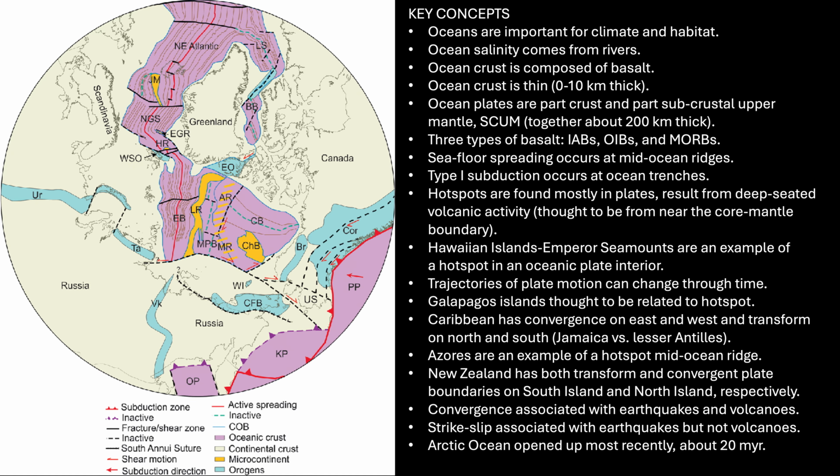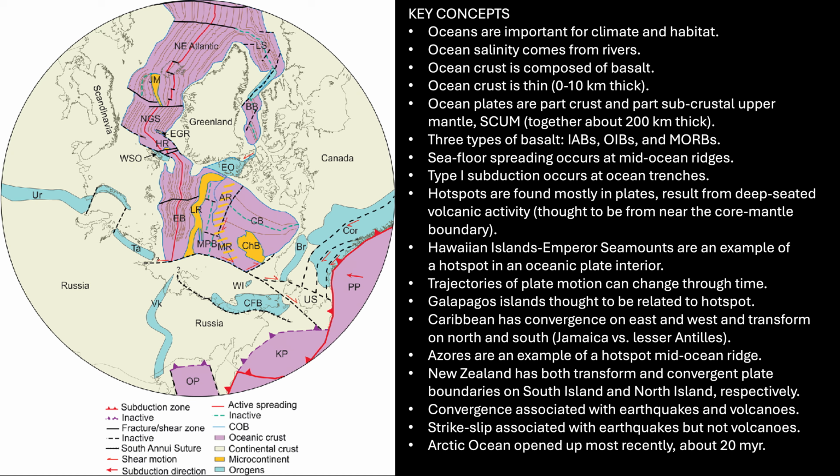So anyway, the ocean plates are part crust and part subcrustal upper mantle. So everything above the asthenosphere is part of that lithosphere. So we abbreviate that SCUM, to call it subcrustal upper mantle. And together, the subcrustal upper mantle and the crust itself are about 200 kilometers thick. And those are the plates. Those are the plates. So there's 3 types of basalts: IABs, OIBs, and then MORBs.